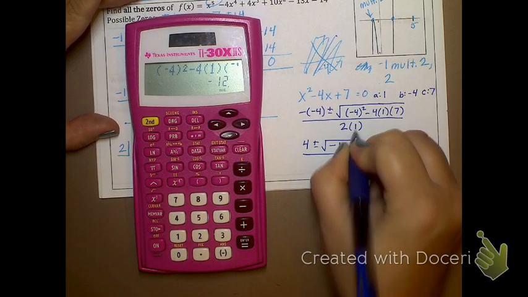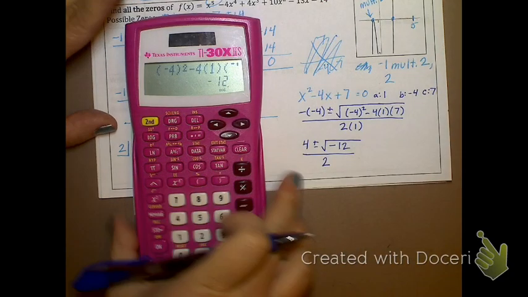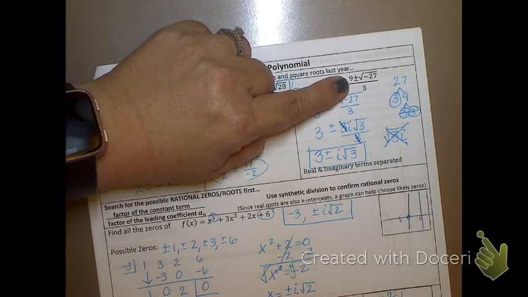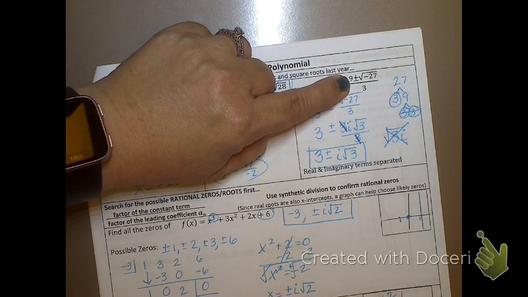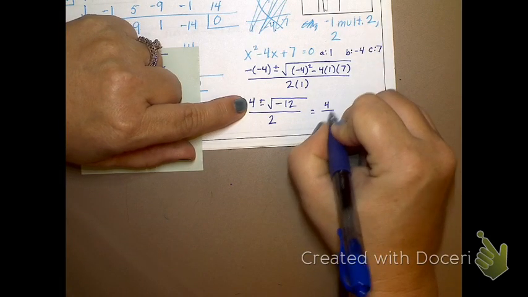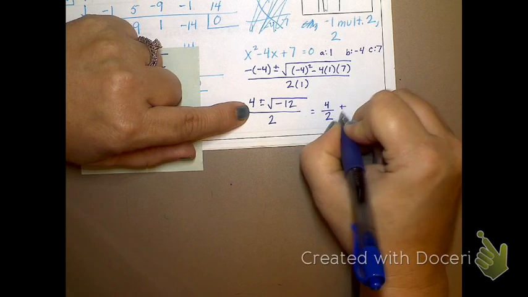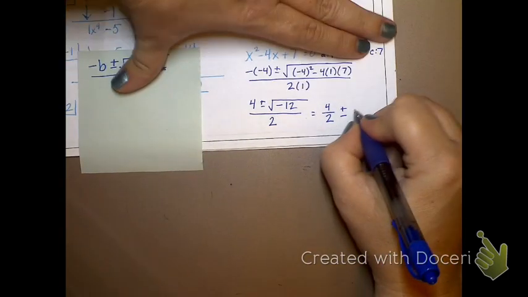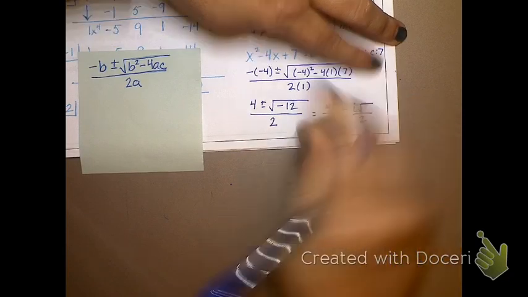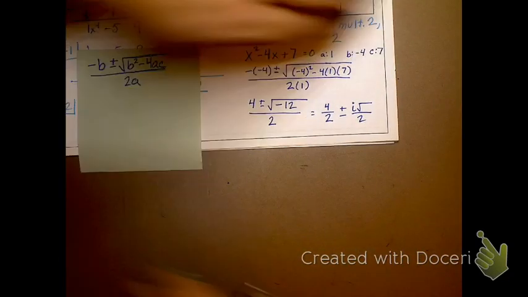All over 2 times 1 is 2. At this point, I have something to simplify like this. Do you see that? So, let's see. That would become 4 over 2 plus or minus i radical something, right? Over 2. I've got to figure out this -12 thing.